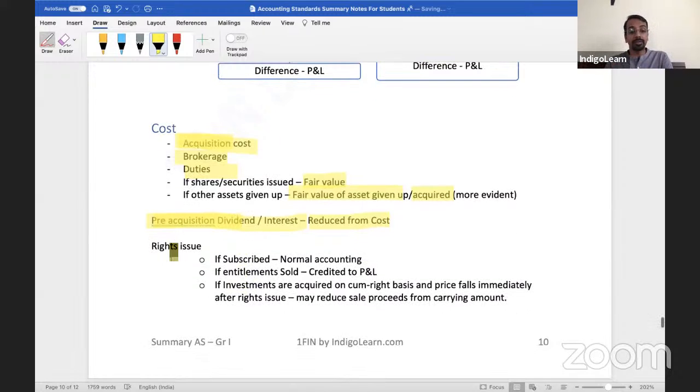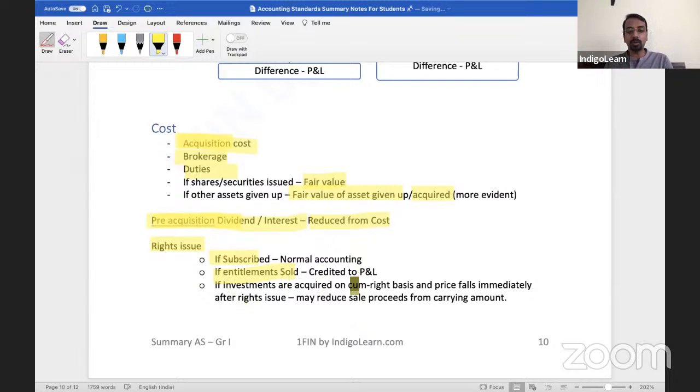Okay, then we have the thing of rights issue. What happens in the case of rights issue? If subscribed, normally if you are buying an investment, same treatment. If entitlements are sold, so you have rights, you have entitlement to subscribe to the rights, but you did not subscribe to the rights, but you sold those rights. In that case, whatever proceeds are realized, you will credit it to the P&L.